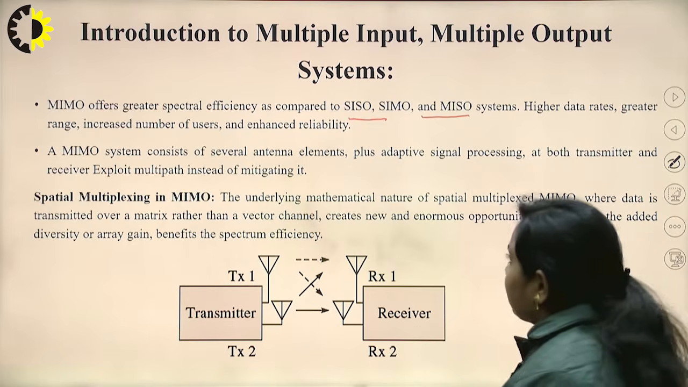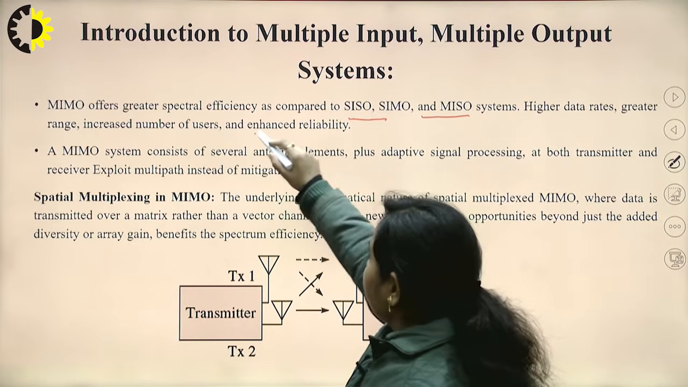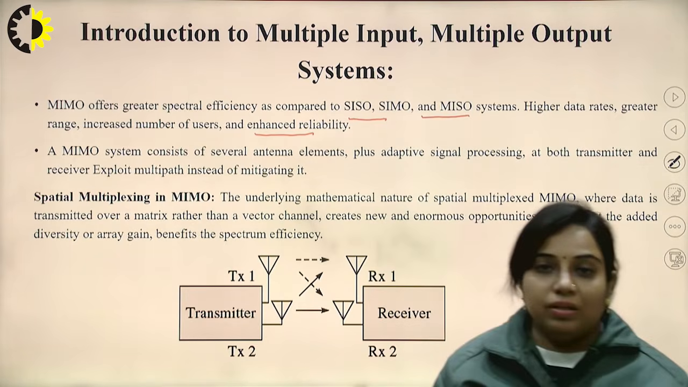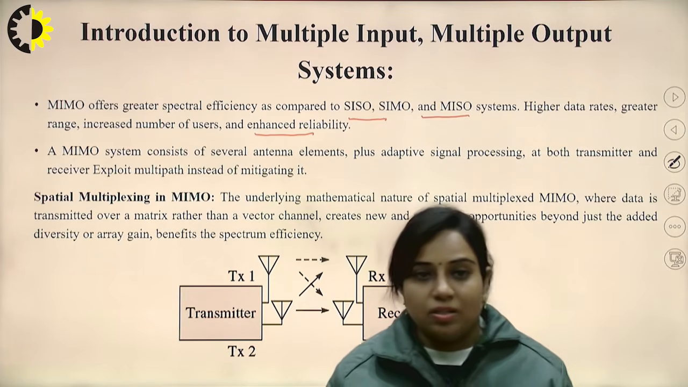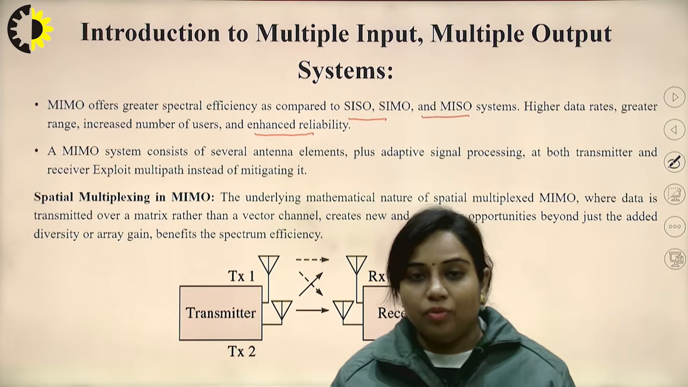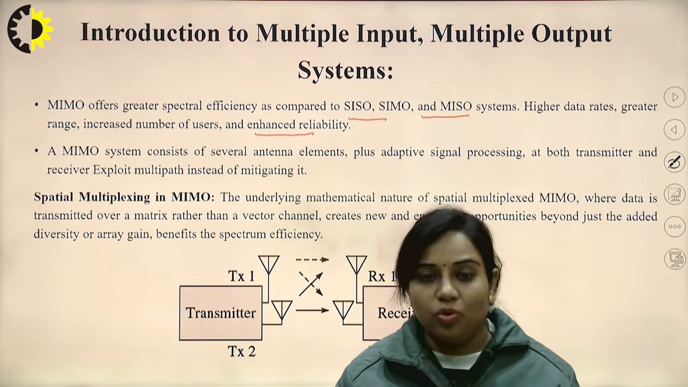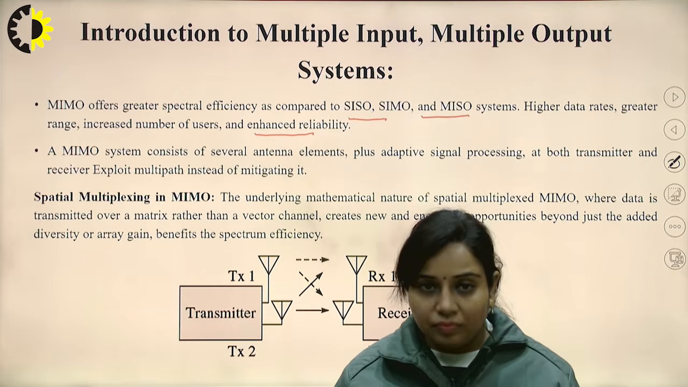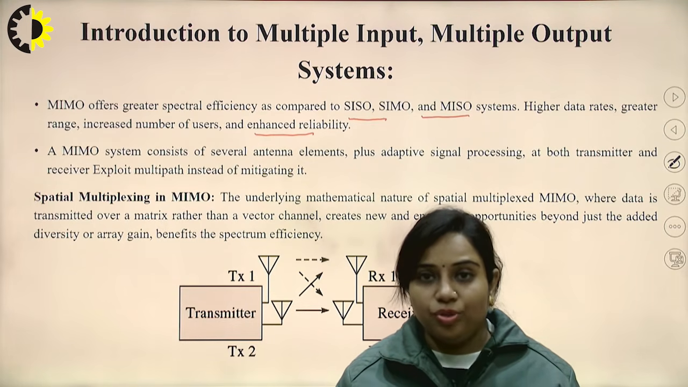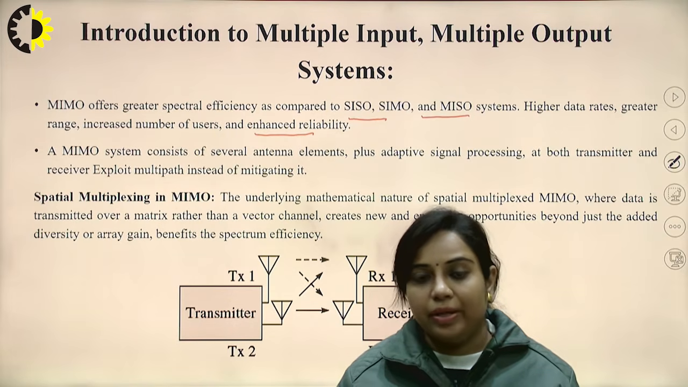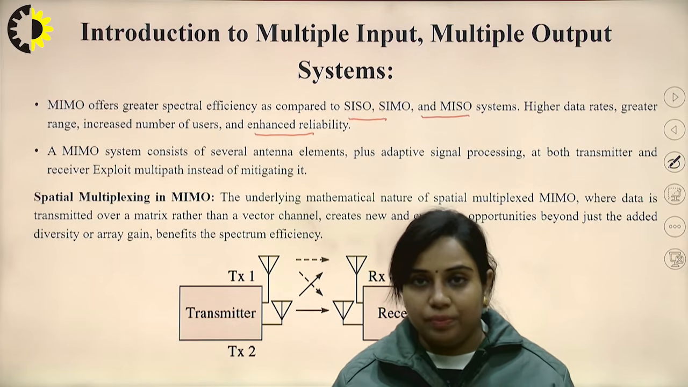Higher data rates and greater range, increased number of users and enhanced reliability. Higher data rate means that since the number of transmitters has increased and the number of users has increased, it is going to entertain a large number of users. So a larger data rate will be transmitted over the channel, and the channel is divided among n number of users.